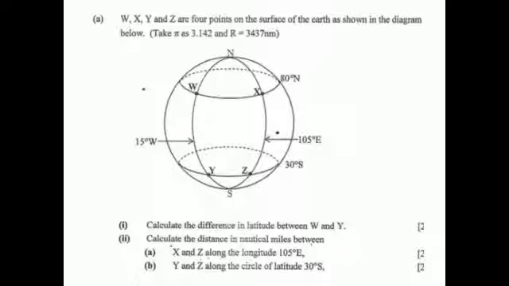So now let's look at how we can solve this question. It's saying calculate the distance in nautical miles between Y and Z along the circle of latitudes. So Y is here and Z is there. They are lying on the same latitude, 30 degrees south. We have been told to calculate in nautical miles, meaning the radius is 3,437 nautical miles. Okay, let's get into the solution now.